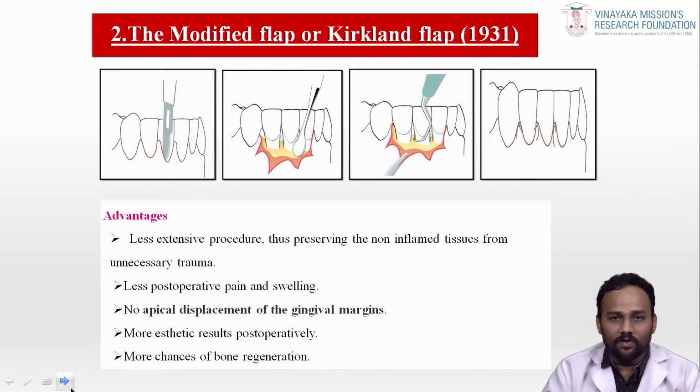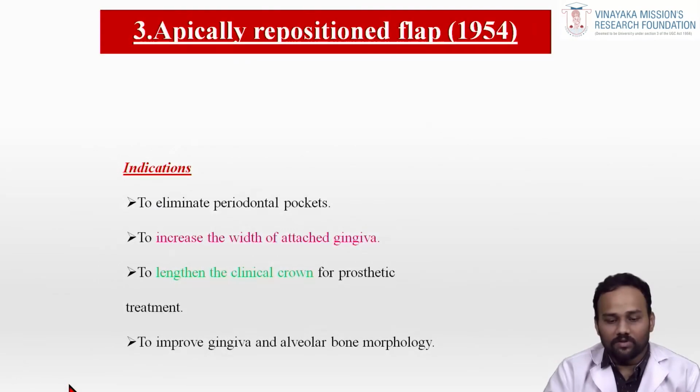The main advantages of the modified flap or Kirkland flap are a less extensive procedure, less post-operative pain or swelling, and no apical displacement of the gingival margin. Apically positioned flap. Apically positioned flap is indicated to eliminate the periodontal pocket, to increase the width of attached gingiva, and to lengthen the clinical crown for prosthetic treatment.